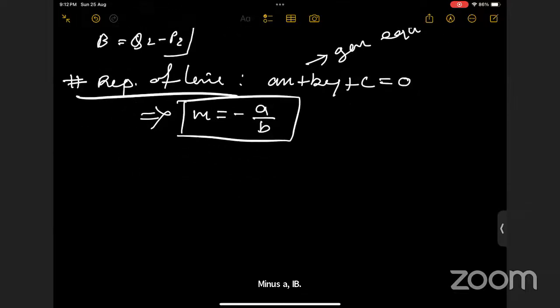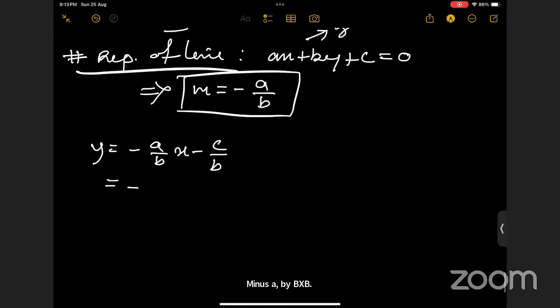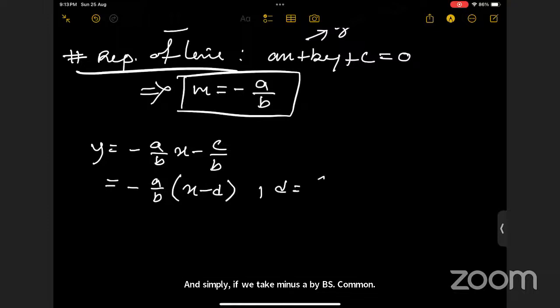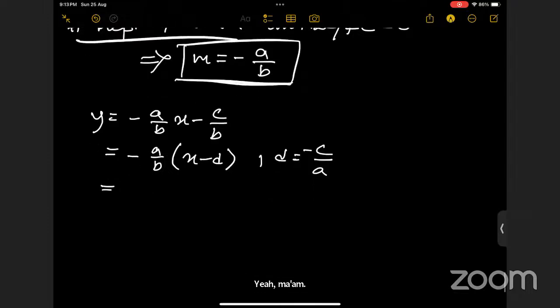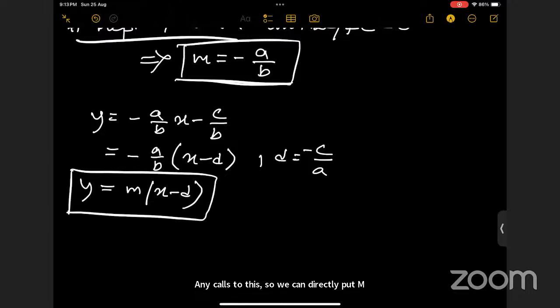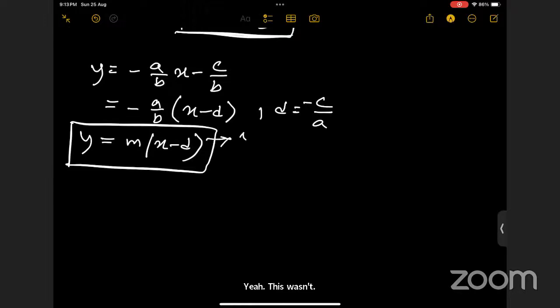So from this general equation, we can find the intercept form also. We can simply simplify it: y equals minus a by b x minus c by b, right? And if we take minus a by b as common, we will get x minus d, where d is c by a. Since m equals minus a by b, we can directly put m here. So this was our slope intercept form for the equation of a line, right?